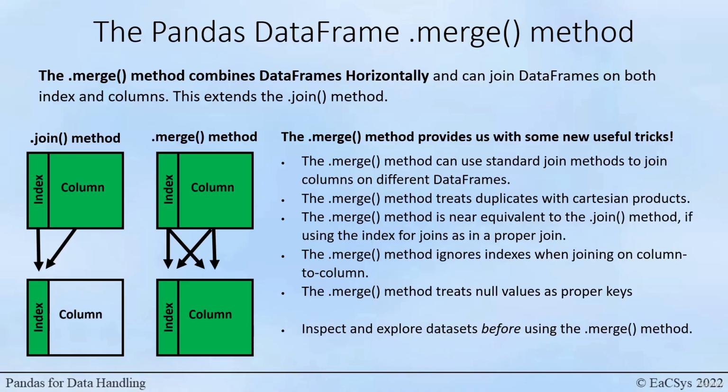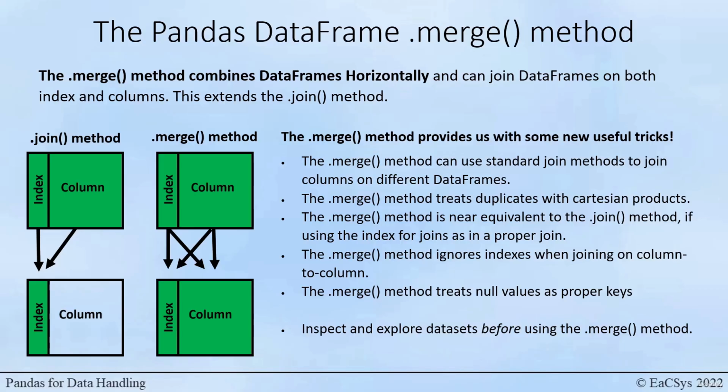And one particular issue with the merge method is that it treats null values as proper keys, which can cause unexpected results such as large Cartesian products. And a consequence is that the merge method should not be used on uninspected or unknown data in automatic processes. So don't use the merge method blindly. Inspect the data first and don't let data be unknown.